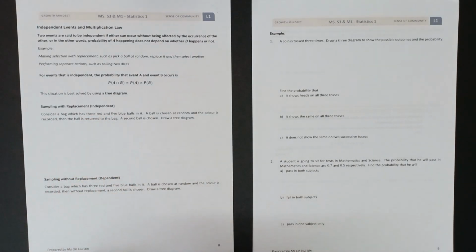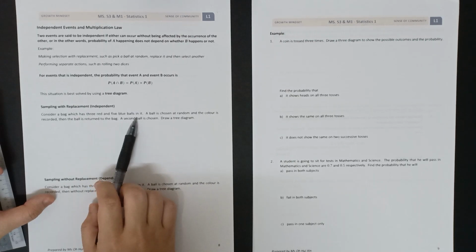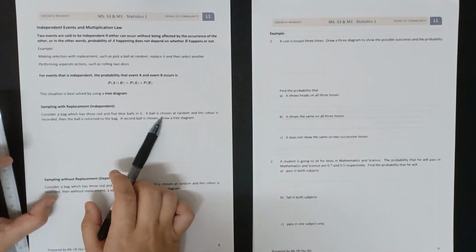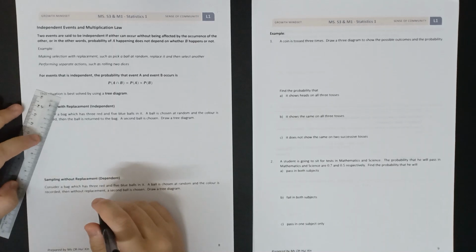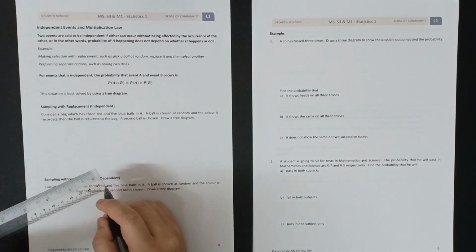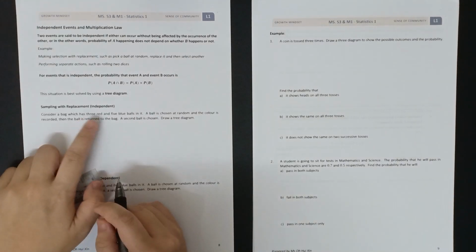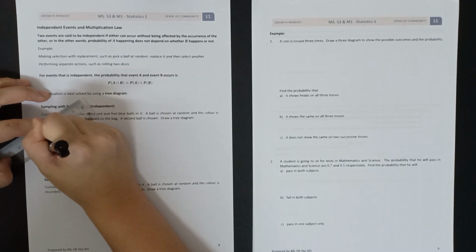So this is basically independent. How do we prove that? Consider a bag with 3 red and 5 blue balls. A ball is chosen at random, the color is recorded, and the ball is put back. Then you select the second ball. How are you going to draw your tree diagram? You need to find out first how many types of outcome you have. You have 3 red and 5 blue, so that's why you start to draw it.